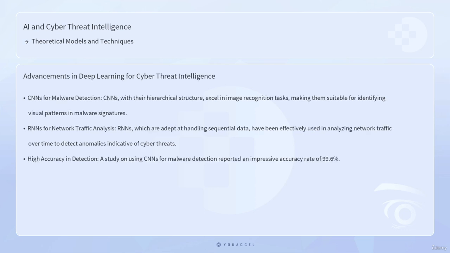Deep learning, a subset of machine learning, has also made significant strides in cyber threat intelligence. Neural networks, particularly convolutional neural networks and recurrent neural networks, have garnered attention for their ability to process and analyze vast amounts of data with high accuracy. CNNs, with their hierarchical structure, excel in image recognition tasks, making them suitable for identifying visual patterns in malware signatures. RNNs, which are adept at handling sequential data, have been effectively used in analyzing network traffic over time to detect anomalies indicative of cyber threats. A study on using CNNs for malware detection reported an impressive accuracy rate of 99.6%.